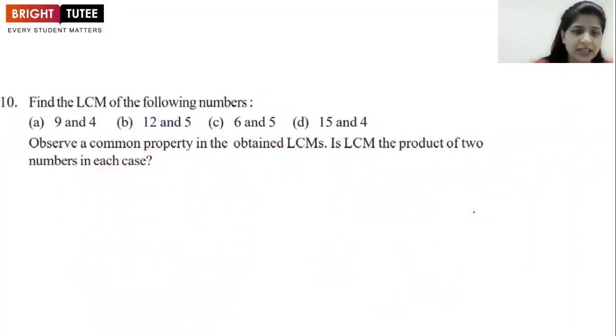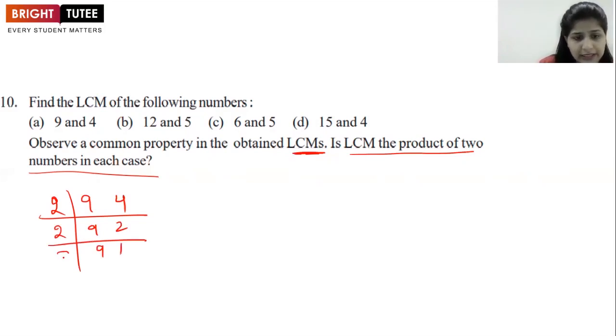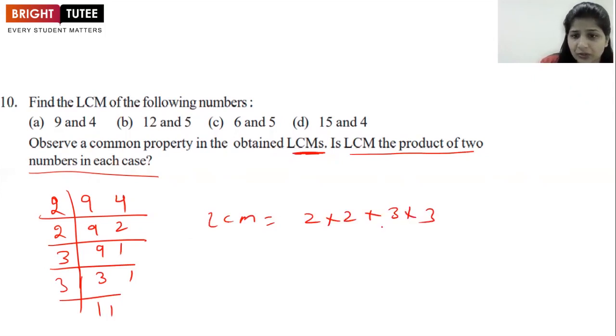The next question is, you have to find the LCM of these numbers, and we have to observe a common property in the obtained LCMs, and make sure whether the LCM is the product of the two numbers in each case. We'll just figure that out. So find out the LCM of 9 and 4 first. Let's start with 2. So with 2, I'll get 9, 1, then I'll start with 3 and we get this. So the LCM would be 2 into 2 into 3 into 3, that is 4 into 9 only, it is 36.